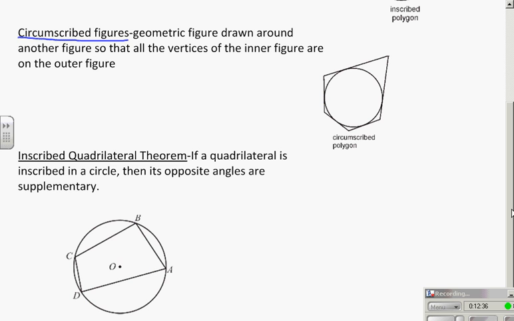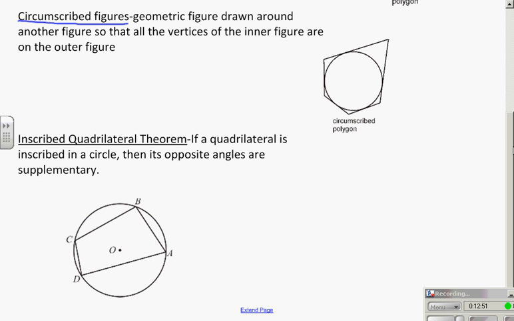A circumscribed figure is basically telling you which one is the outside figure. A geometric figure drawn around another figure so that all the vertices of the inner figure are on the outer figure. So here we have a polygon circumscribed around a circle. Okay, so it's just letting you know which picture is inside and which picture is outside, which matters quite a bit.